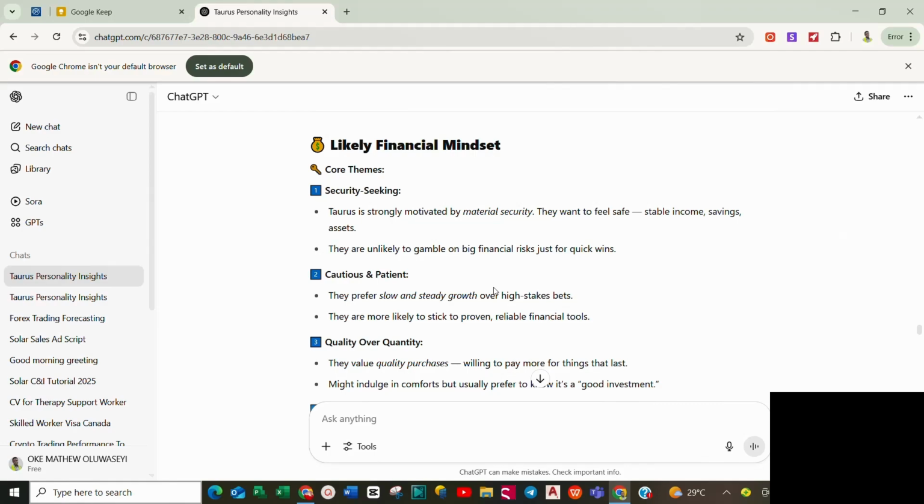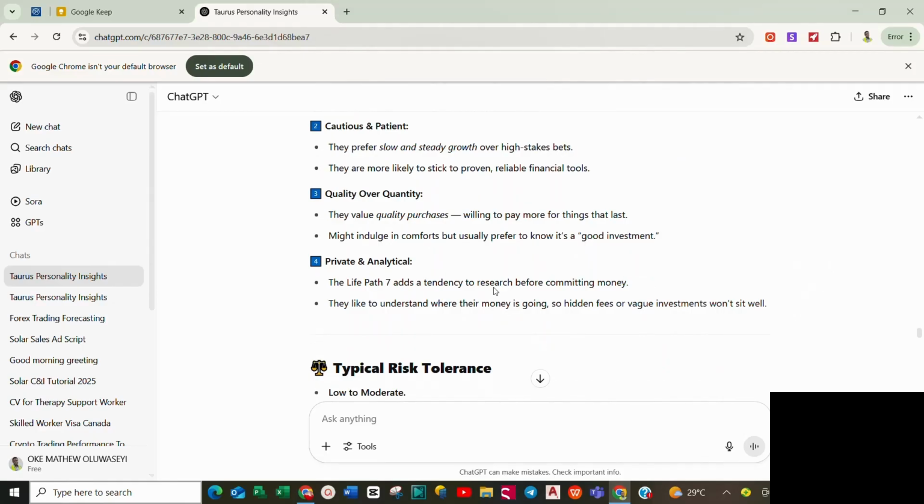So they always take time to do things. They are cautious and patient. They prefer slow and steady growth over high-stakes bets. They are more likely to stick to proven, reliable financial tools. Do you understand? And quality over quantity.